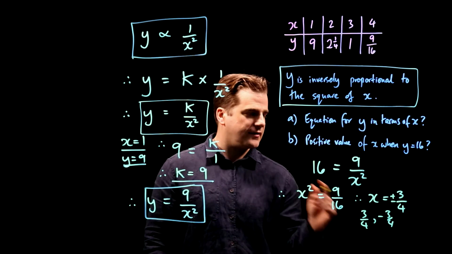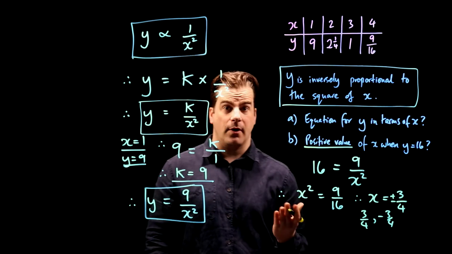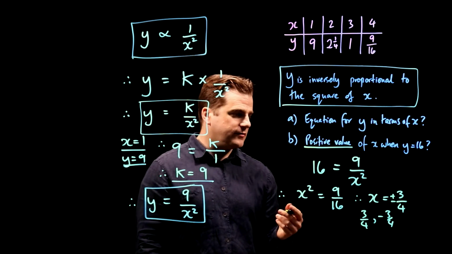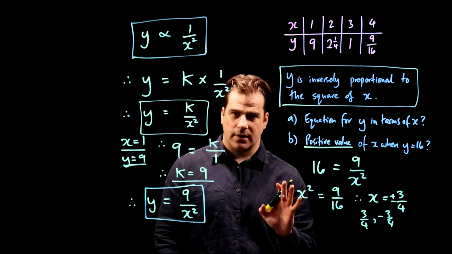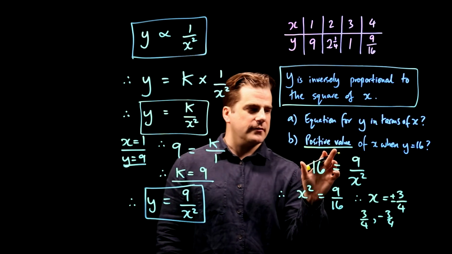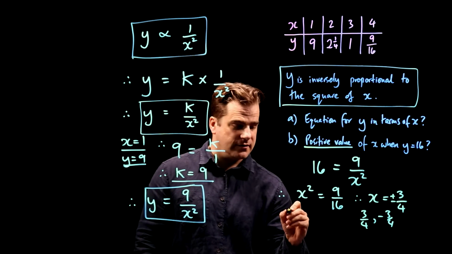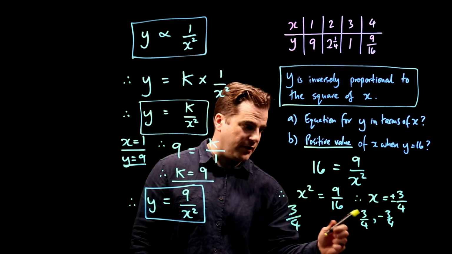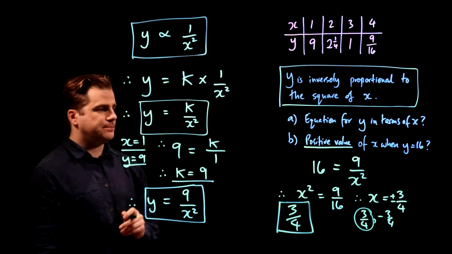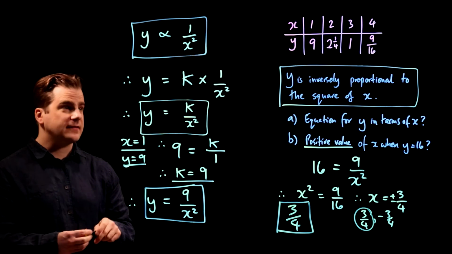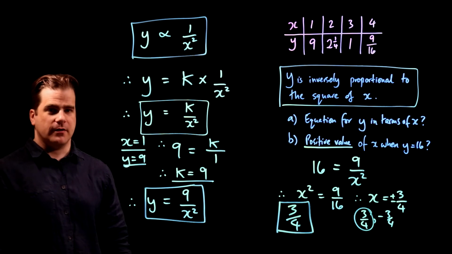But that's a general answer. This particular question is asking for only the positive value, which means if you write down both and leave it there, you may not get full marks. You probably won't. It just wants the positive value, so the positive value is just 3/4. There you go, that is how it's done. Like I say, standard exam question. Remember this procedure off by heart.